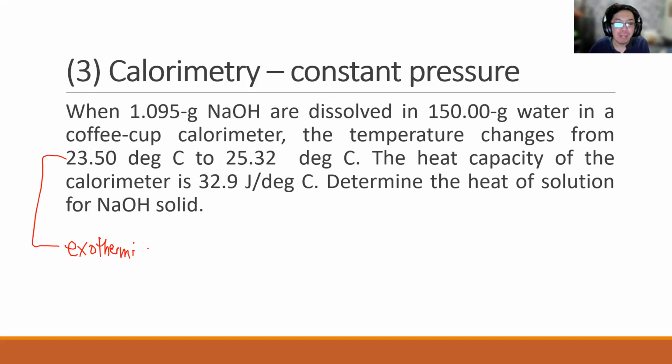Please take note, I'm not mentioning an exothermic reaction because this is a process. It is just dissolution. You just put your NaOH and then dissolved it. The heat capacity of the calorimeter is 32.9 joule per degree Celsius. Determine the heat of solution for NaOH. So what you need is the delta H of solution. Go ahead.